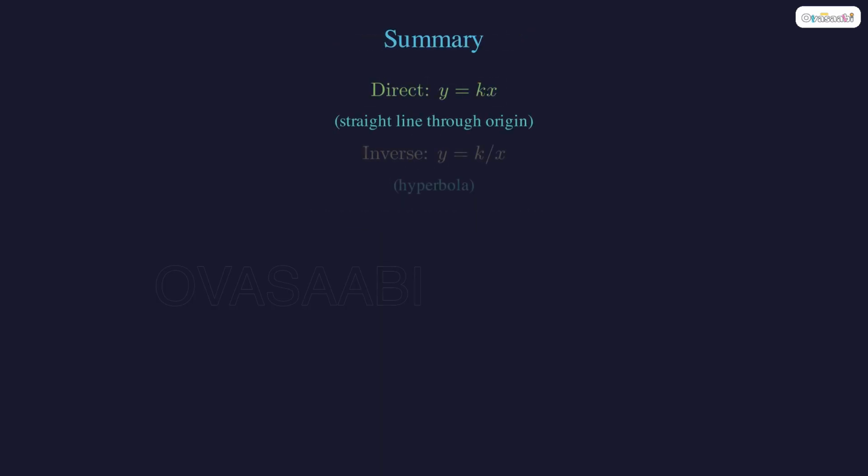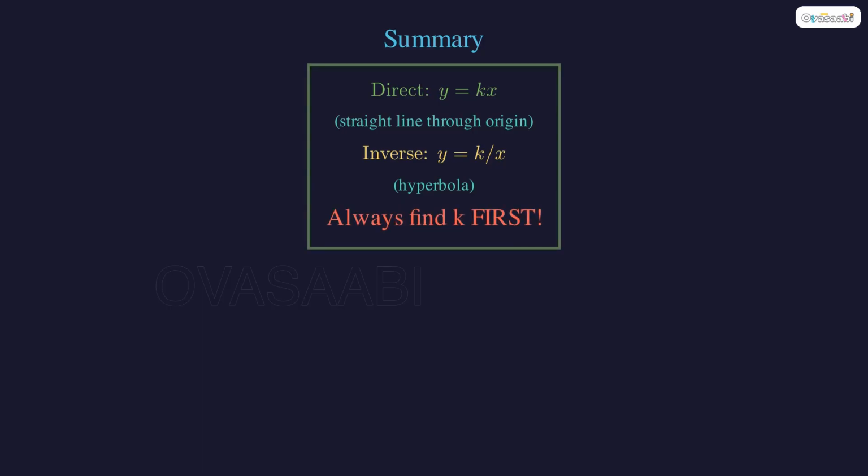Memory aid. Direct means direct line through zero. Inverse means in the denominator. For any variation problem, step 1 is always find k first.